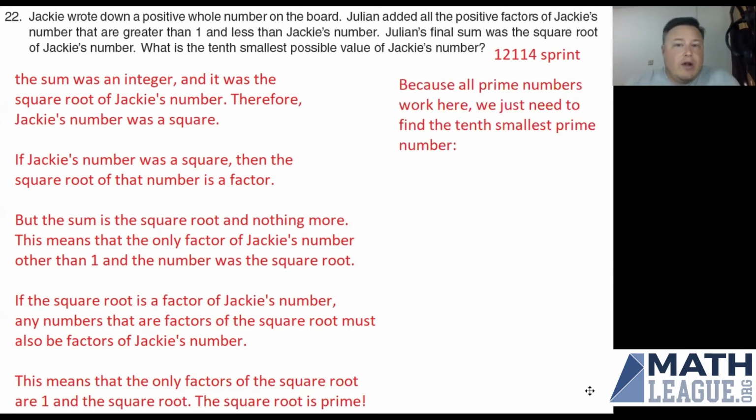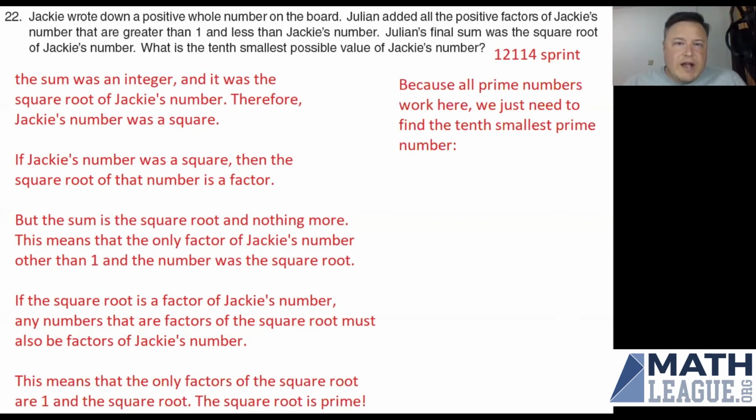It also turns out that any prime number we choose will work, right? So you take 7 as a prime that's also a square root of a number. Okay, so 49, right? If the original number was 49, then we add up all the factors of 49 that are between 1 and 49. Well, 7 is the only one, and it is the square root of 49. And you can do that with any prime number and see that that's true. So what we need to do is find the 10th smallest prime number.